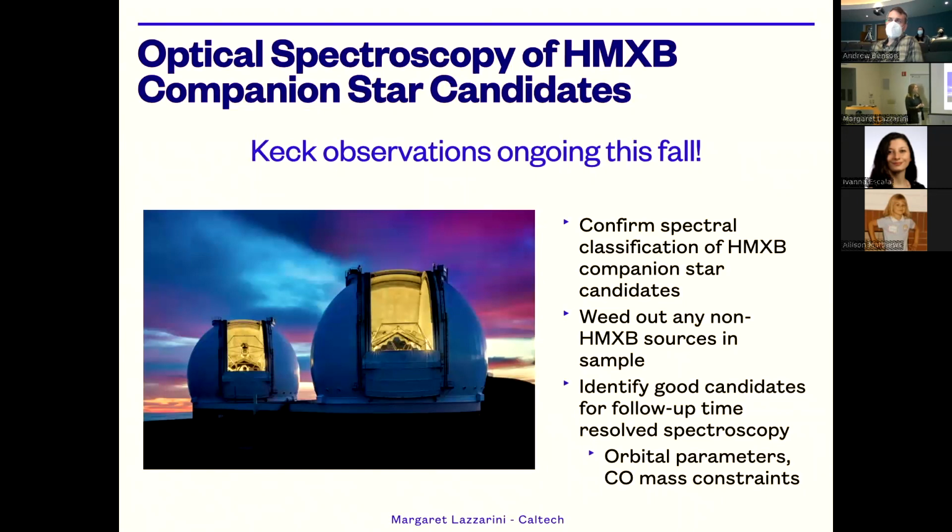And we expect, based off of the demographics that have been observed in the Magellanic Clouds, that a really large fraction of our companion stars should be BE stars. Those are rapidly rotating B stars with decretion disks around their equator that exhibit really strong hydrogen emission, which we think will also make them good candidates for this time-resolved follow-up spectroscopy.